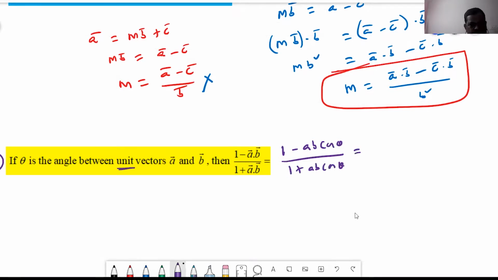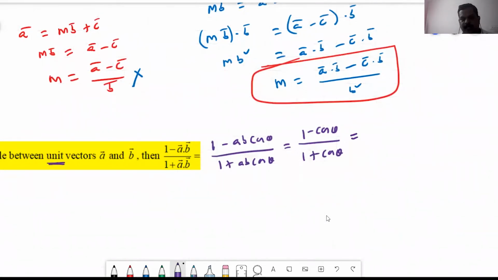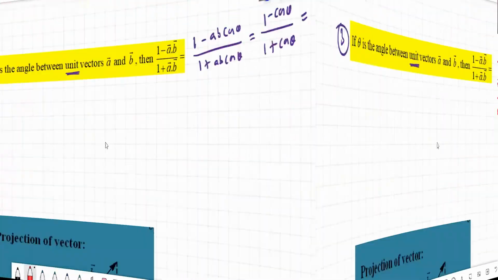it is given that they are unit vectors. So what is a unit vector? A is 1, B is 1. So this becomes 1 minus cos theta by 1 plus cos theta, because A is equal to 1, B is equal to 1. So I can write this as, what is 1 minus cos theta? 2 sine square theta by 2 upon 2 cos square theta by 2, which is nothing but tan square theta by 2. So the answer for this question is tan square theta by 2.